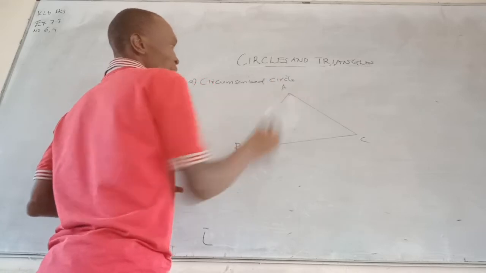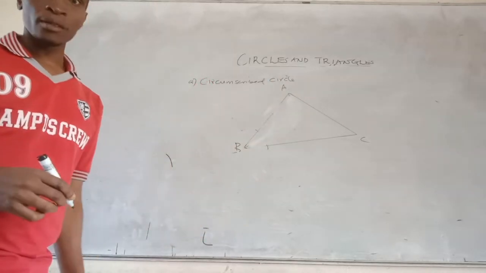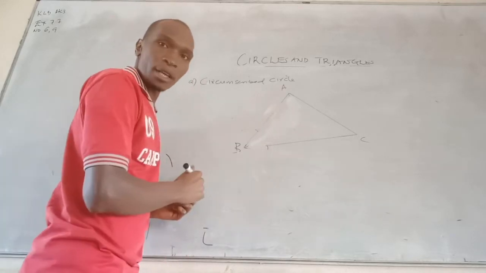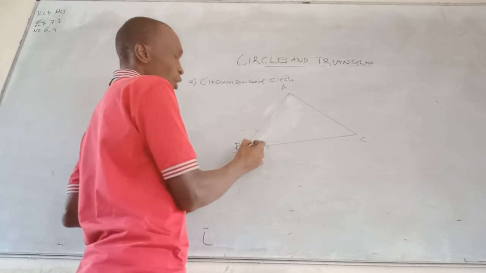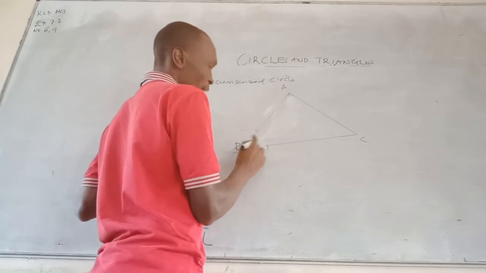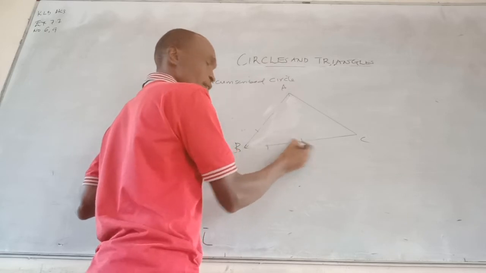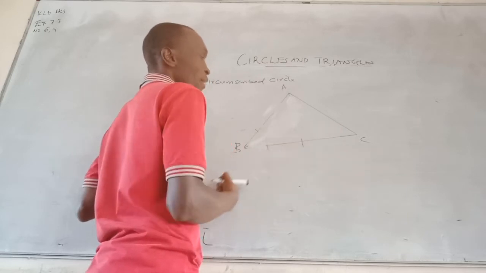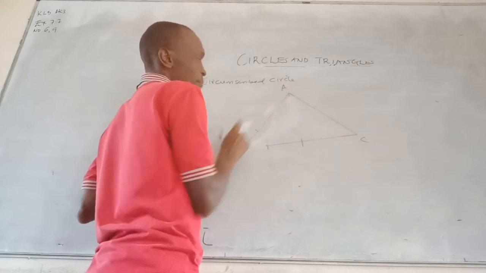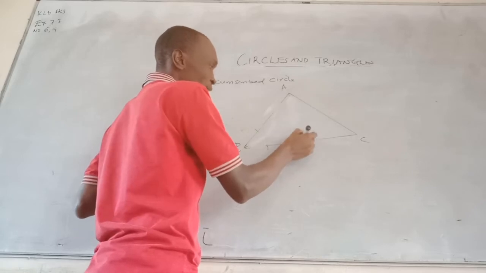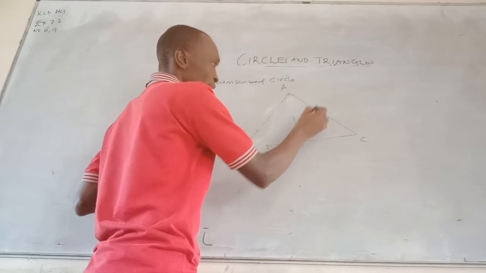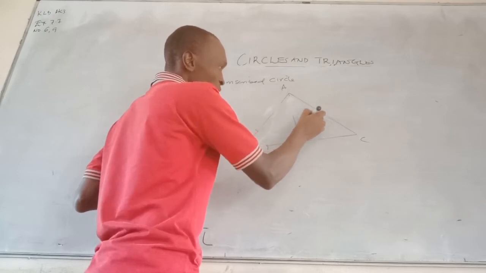circle. Now with the circumscribed circle, if you have a triangle like the one I have on the board, ABC, you only need to bisect the sides. So I can bisect this line BC. I also bisect BC, or I can bisect AB. So if I bisect it, this one will be 90 degrees. I also bisect this 90 degrees.